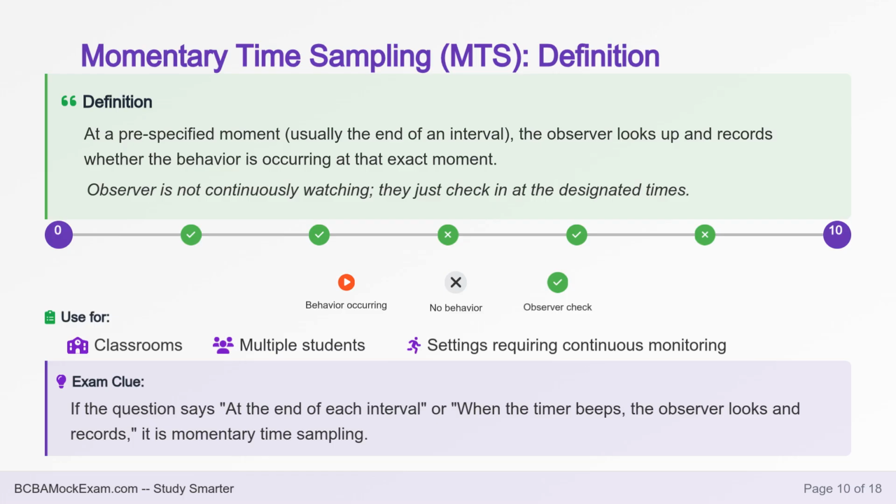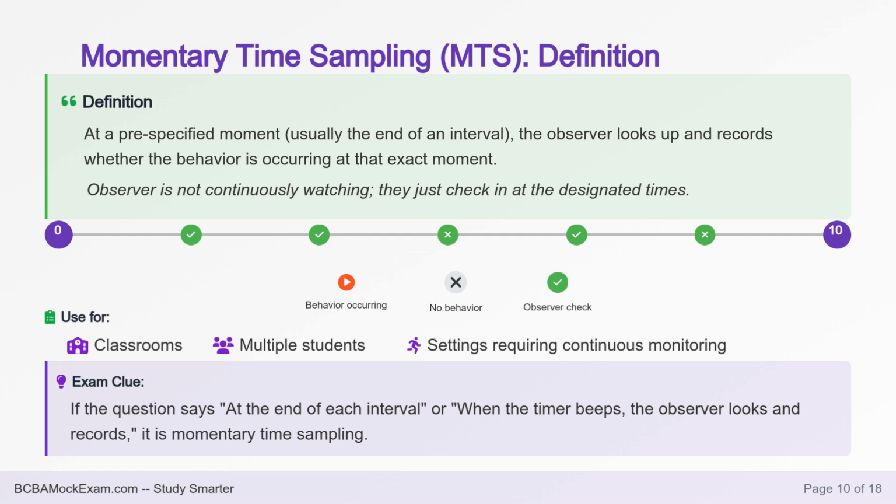Momentary time sampling works a bit differently. At a pre-specified moment, usually the end of each interval, the observer looks up and records whether the behavior is occurring at that exact moment. The observer is not continuously watching. They simply check in when the timer goes off.